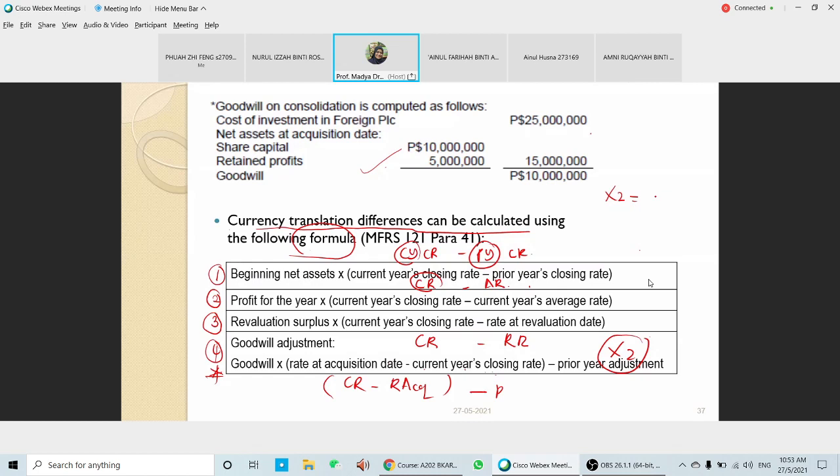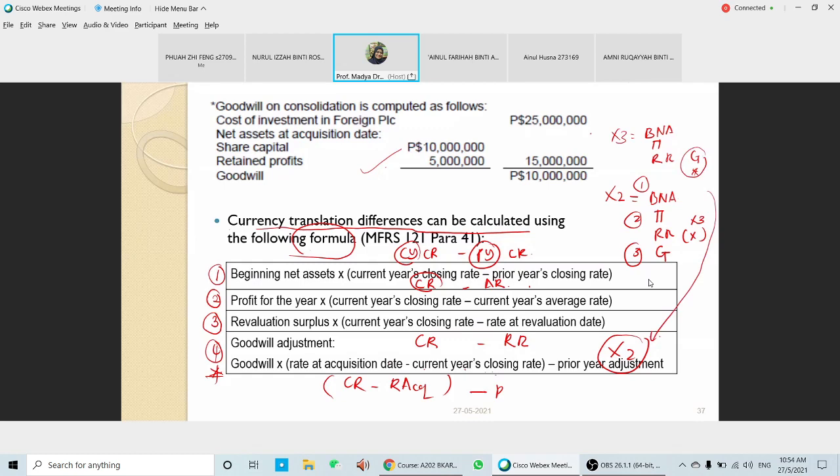We're going to have that item. Profit we have. Revaluations, no, because these revaluations happen in the year X3. And then we're going to have goodwill. So 3 items in X2. And then in X3, we're going to have 4 items that make a difference here: the beginning net asset, profit, revaluations, and also goodwill. For goodwill here, be careful now, because you are in the second year, so we need to use this formula.